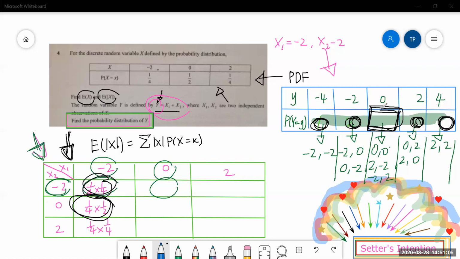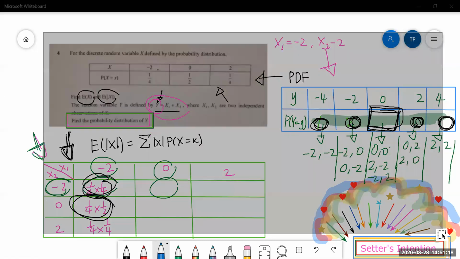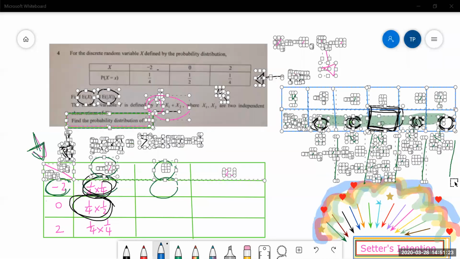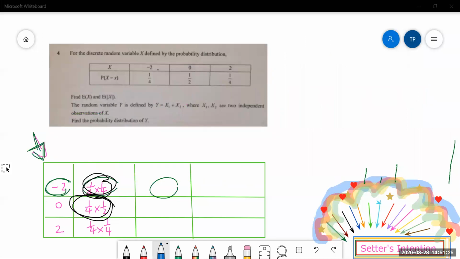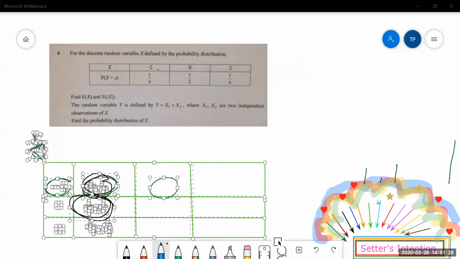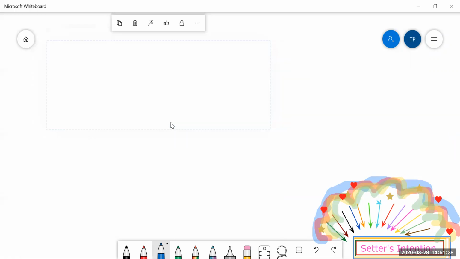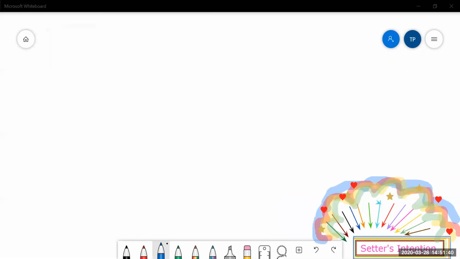Done. That's all. Jamie, do you understand or not? Yeah. You sure? Okay, good. Just want to make sure you're there. Okay, next. Okay, one last one.